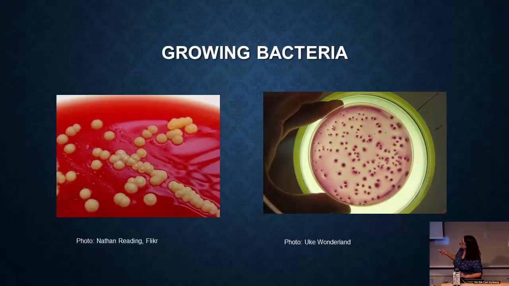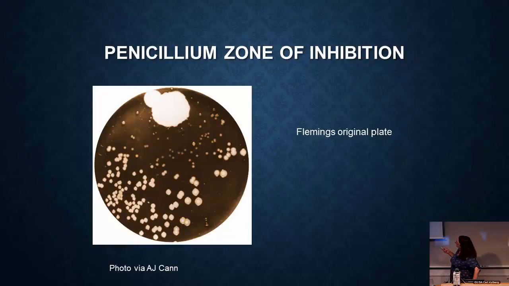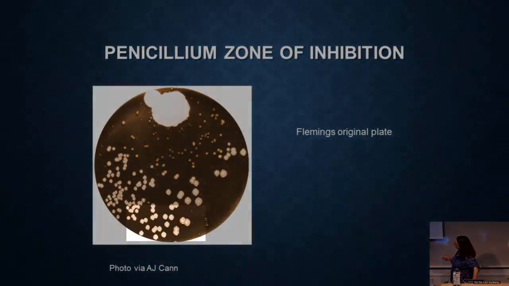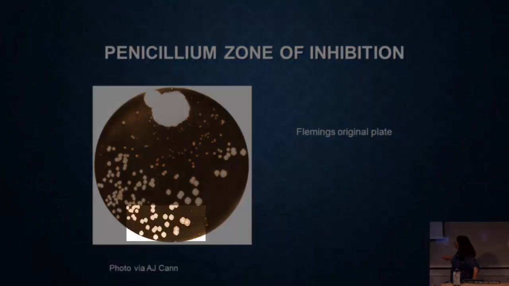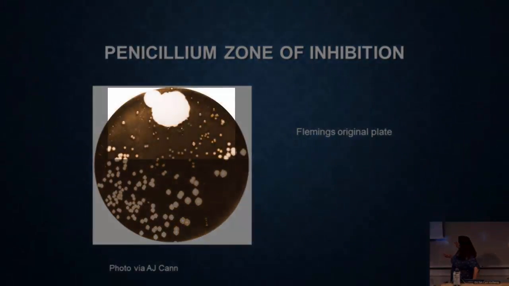And normally they would look something like I showed you before. This is showing a plate with different bacteria, one type here, and another type here. But what he noticed was this plate, and this is a photo of his original plate. This is the bacteria he was growing, and you see these nice colonies out here. But as you get closer to here, which is where there was a mold growing on the plate, you see that the colonies are really tiny.